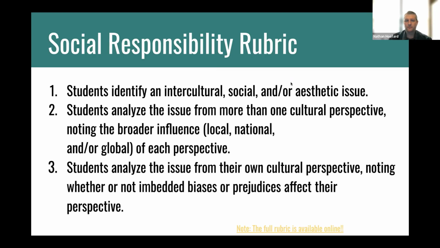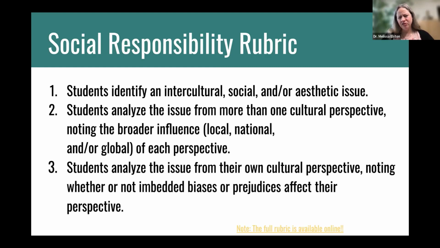So the social responsibility rubric has three parts. The first part, and I'm just going to read you the rubric language for each criterion. We'll look at the performance level language here in a minute. So the first thing students have to do is identify an intercultural, social, or aesthetic issue.